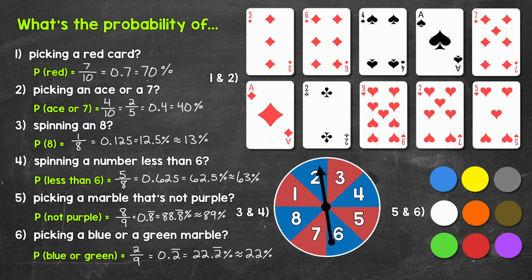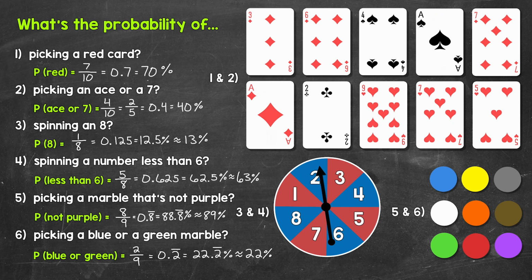For number 3, our fraction here, 1 over 8. Our decimal, 0.125. Our percent, 12.5%, which if you rounded that to the nearest percent, then 13%. Either is correct, depending on if you rounded. For number 4, our fraction, 5 over 8. Our decimal, 0.625. Our percent, 62.5%, which rounds to 63% if you rounded to the nearest percent.